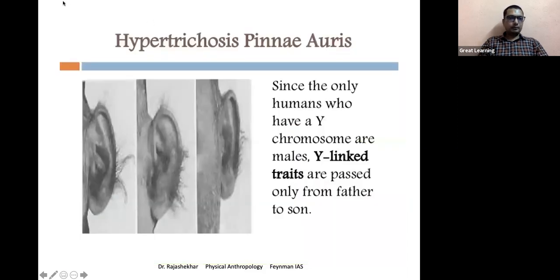So this is hypertrichosis pinnae. Hypertrichosis meaning having hair. Sometimes you see people having hair on the ear pinnae. This is called pinnae region. This region is called pinnae, the outer opening.